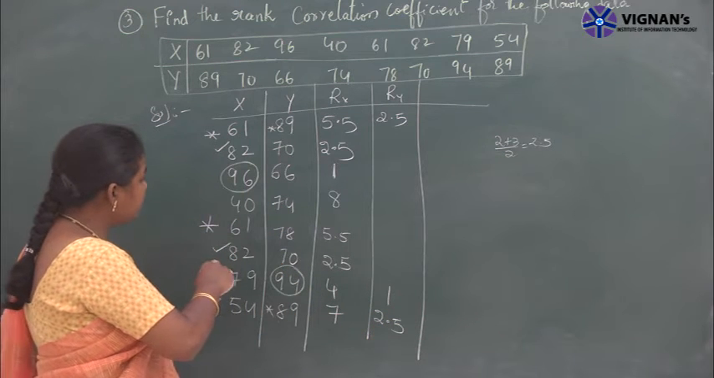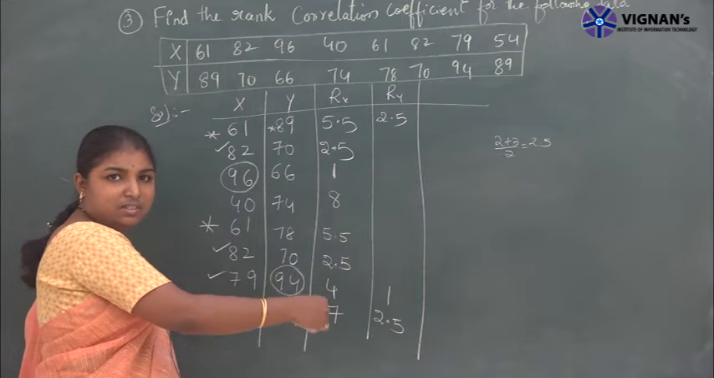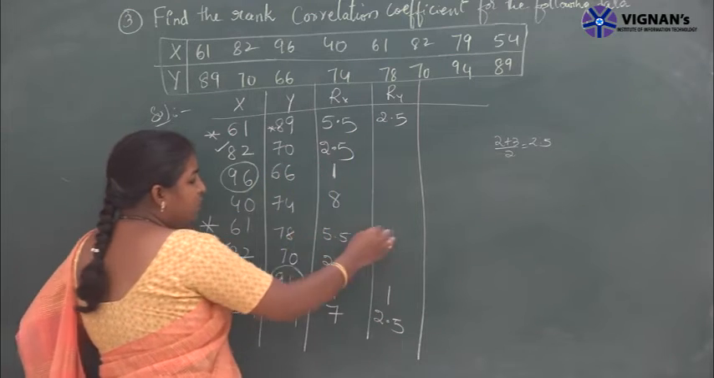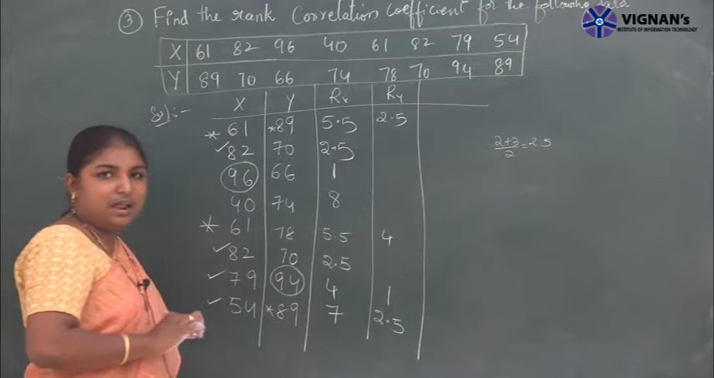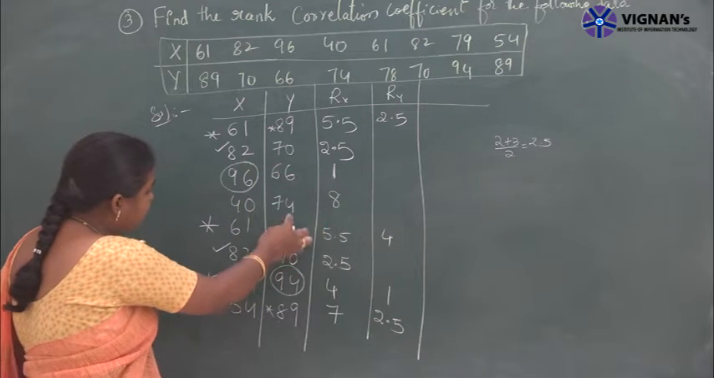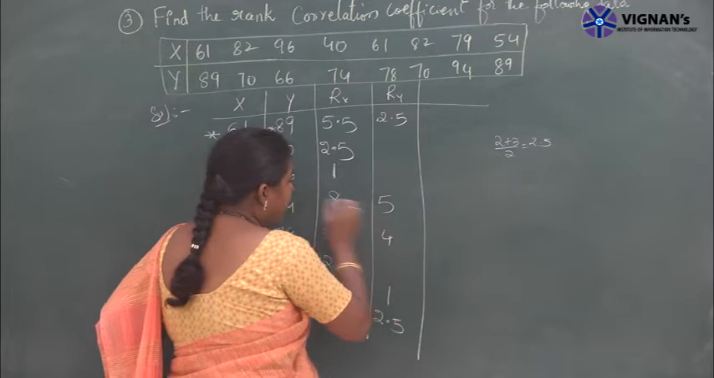And the next maximum is equal to 78. We are having only 1 time. We are giving the next rank. So this is second and third position, the next is fourth position. We are giving the rank is 4. So next, the next maximum is equal to 74. It is in 1 time only. So we are giving next rank is 5.